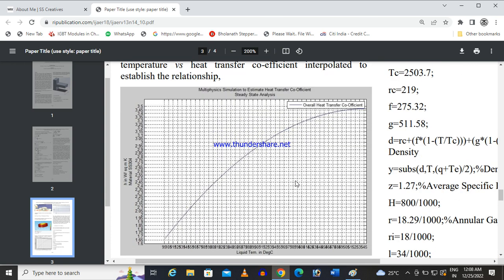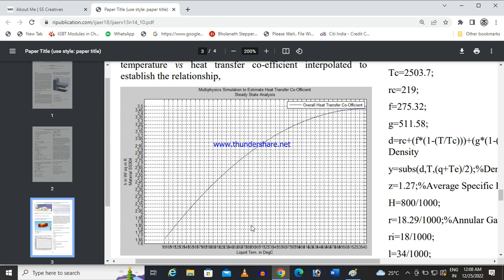Okay, and as I told, this is a multiphysics simulation to estimate the heat transfer coefficient, and this is a steady state analysis. For transient, because it's a very huge volume, if you do mesh, the degrees of freedom will be very, very high. So on a normal PC the solution will not converge for a transient study. You need a cluster or supercomputer, which in my lab I don't have. I have to book the slot. So I have simply done the steady state analysis.